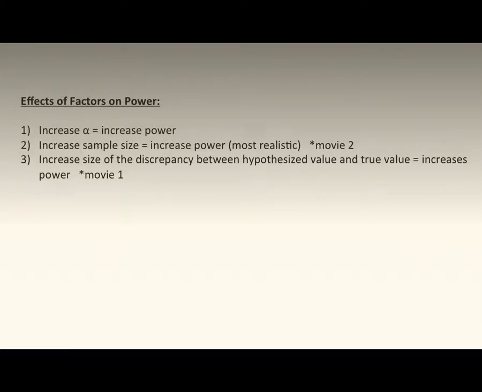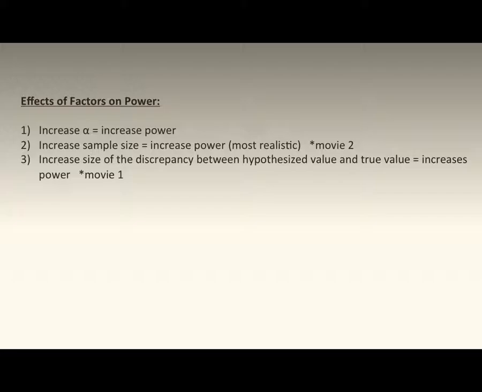Okay. So here's the 3 ways that you need to know to increase power. The first way to increase power is to increase alpha. So if you increase alpha, that's going to increase power. Why is that the case? Karina? Because beta gets smaller. Yeah. If I increase alpha, beta is going to decrease, and power is 1 minus beta. If I increase the sample size, I'm going to increase the power. This is the most realistic case. So most of the time, you're not going to increase alpha, you're going to increase the sample size.